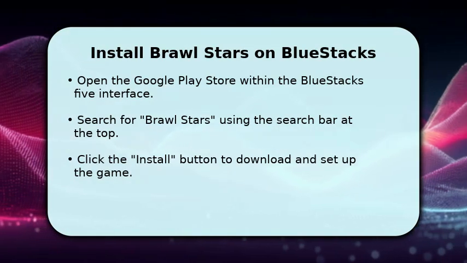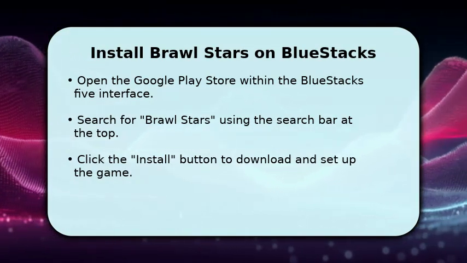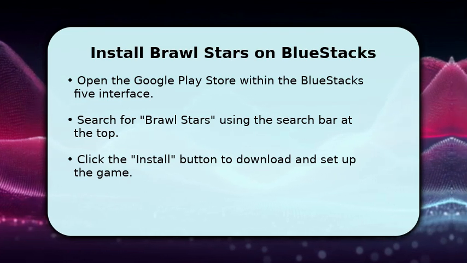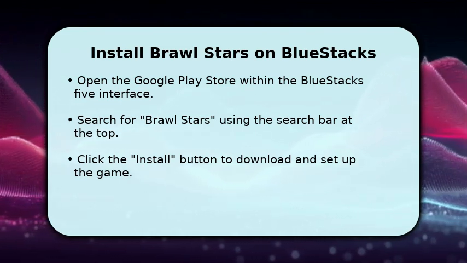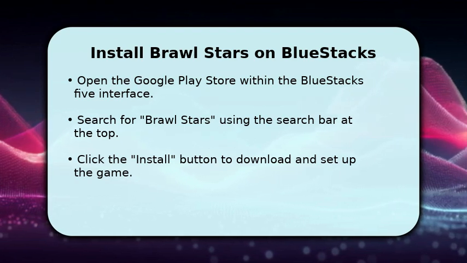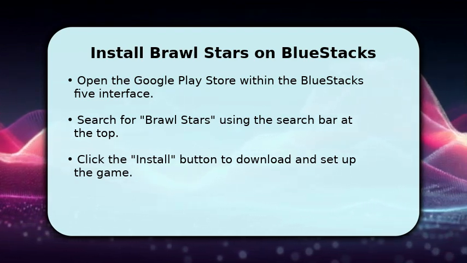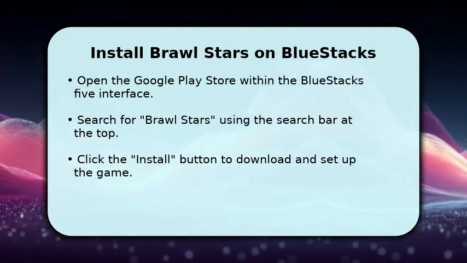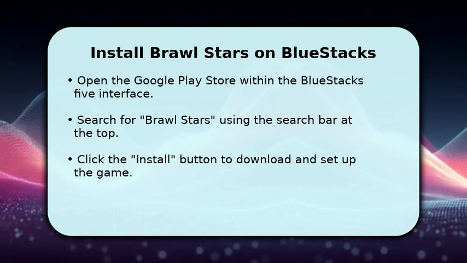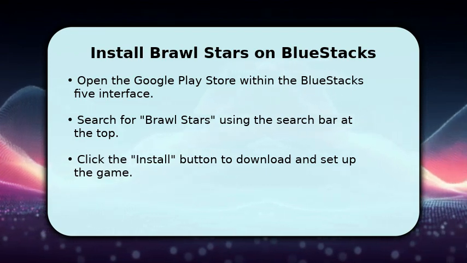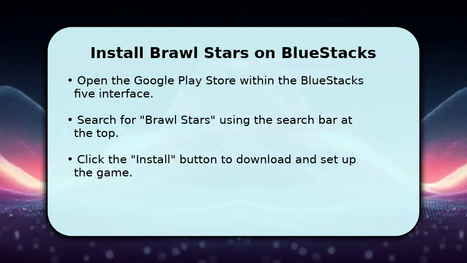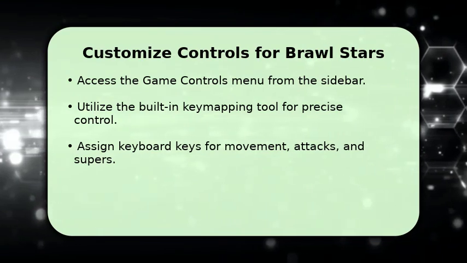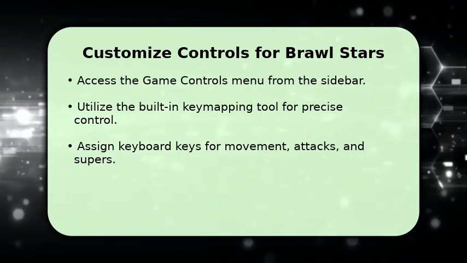Next, let's get Brawl Stars installed. Open the Google Play Store directly within Bluestacks 5. Use the search bar at the top to find Brawl Stars and then click the Install button. The game will download and set up automatically. After installation, you'll need to log in with your Google account to sync your game progress and access all your brawlers.